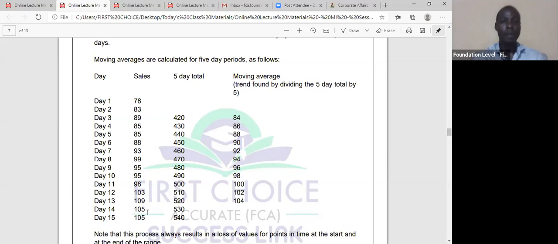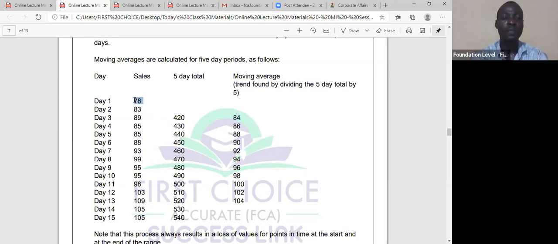Now, you will go to your 5-day total. You will start doing that thing we used to do. You add 78 plus 83 plus 89 plus 85 plus 85. The total will give you 420, which you have kept in day 3, like I showed you here. Then when you divide this 420 by 5, you have a 5-day moving average. This is the moving total. This is the moving average.